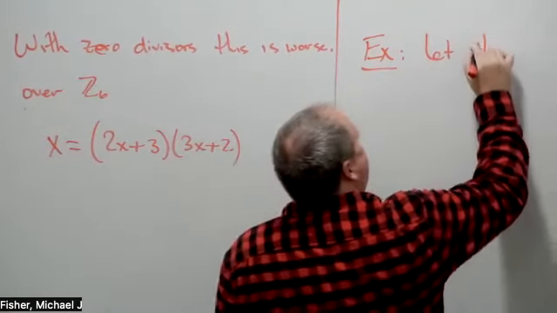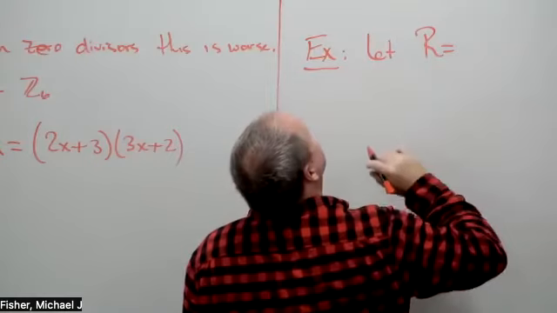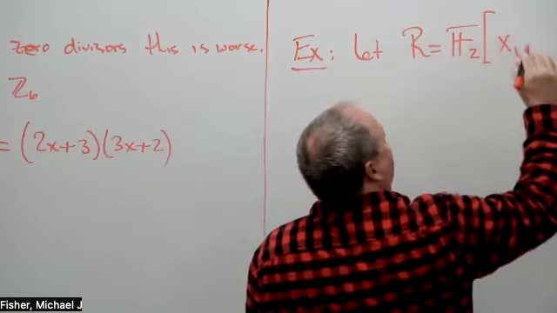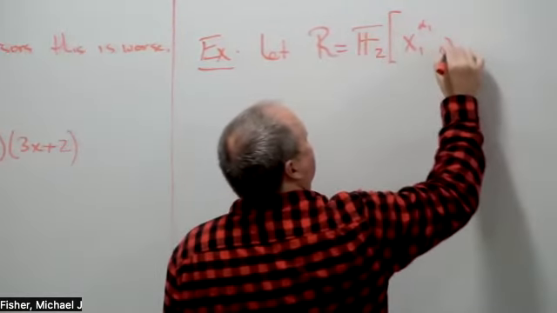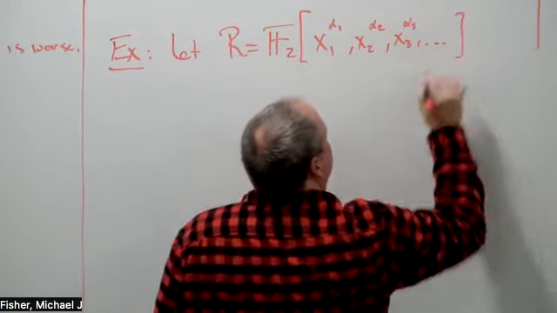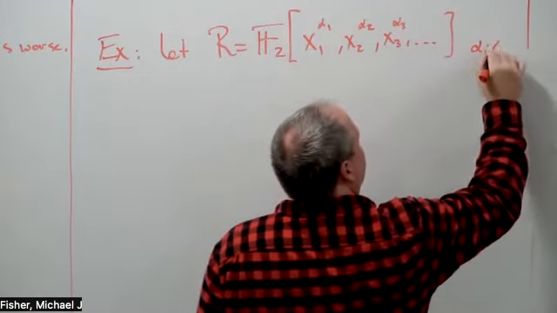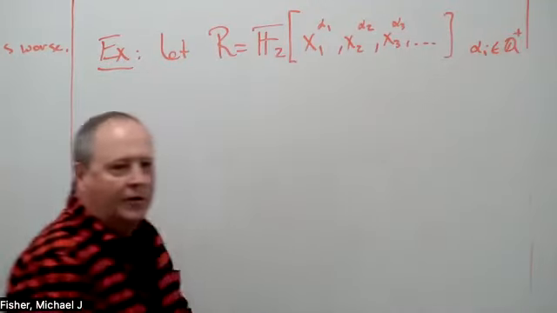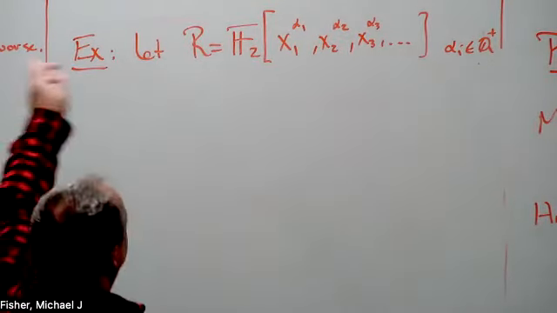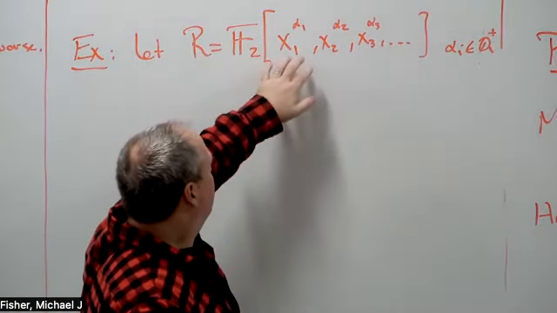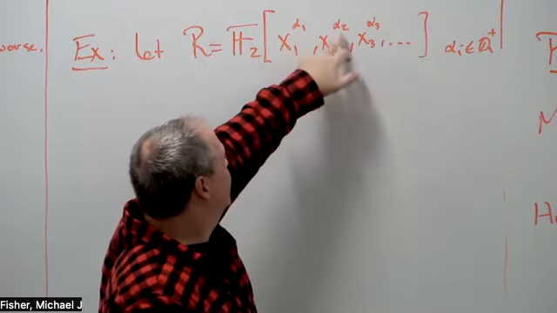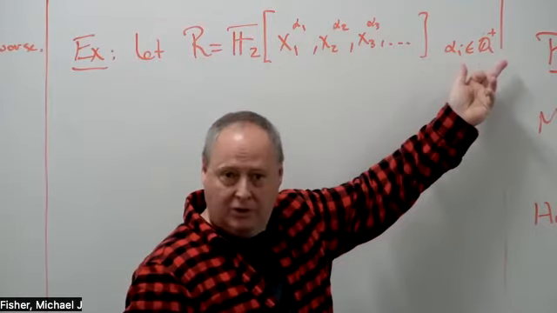Let R be, let's see, yeah, I'll just do the field of two elements. So Z2, if you like. And what I mean by this is the alpha i's can be in. So here's what I'm going to do. I am going to build this original domain R by taking the field of two elements, and I'm going to adjoin infinitely many polynomial variables, right? But I'm going to let the exponents come from the positive rationals.